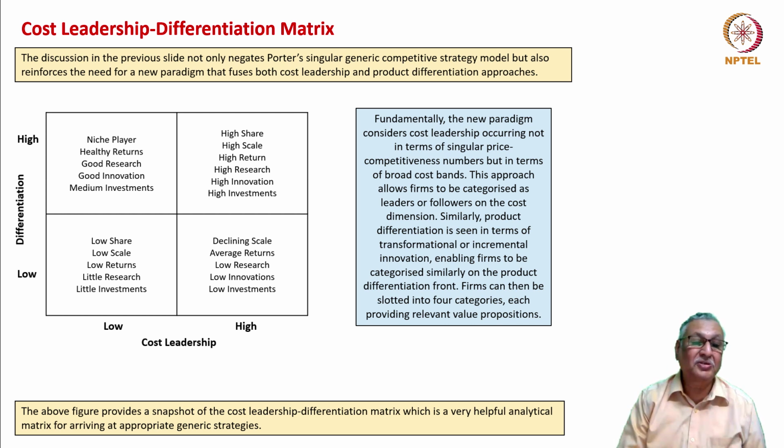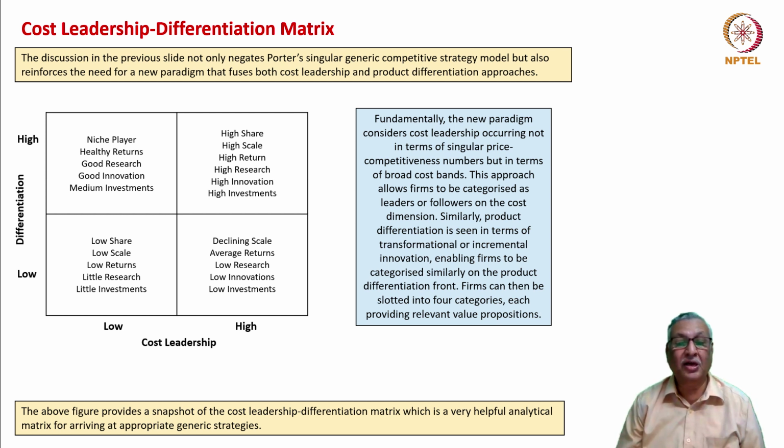Let us look at a company which is low on cost leadership but very high on differentiation. Then niche strategy starts kicking in. Niche player, healthy returns, good research, good innovation, medium investments. And our ideal is high on cost leadership and high on differentiation. Then that company would be a high share, high scale, high return, high research, high innovation and high investment company. This graphic provides us a snapshot of the cost leadership differentiation matrix. It is a very helpful analytical matrix for arriving at appropriate generic strategies.